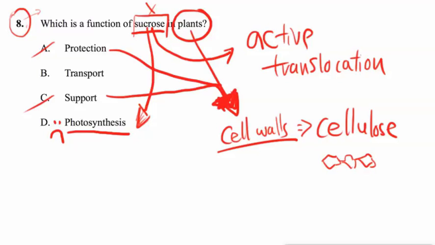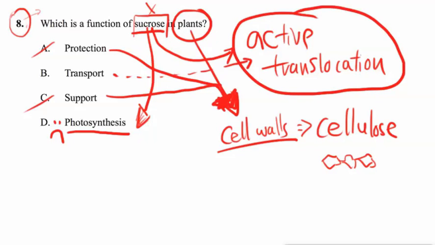be definitely out. Between B and D, I'm left with transport here, and transport is actually related to, I'll see the dotted line here, my active translocation. It's a product of photosynthesis, and is moved around the cell to be used for a source of cellular respiration and energy in cellular respiration. So transport is probably the best answer here. I still think this is a yucky question, but the answer is transport.